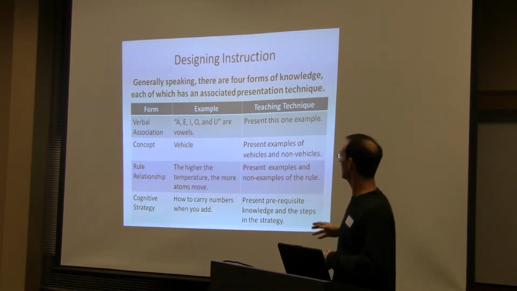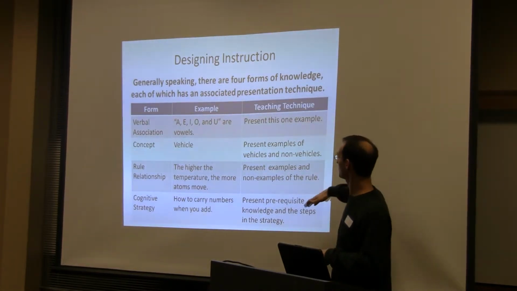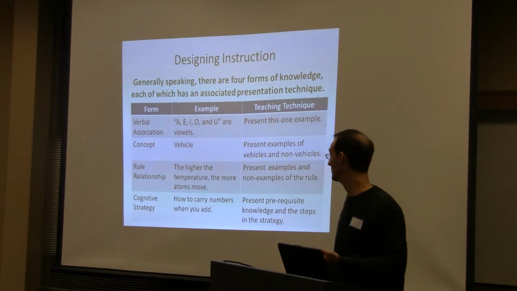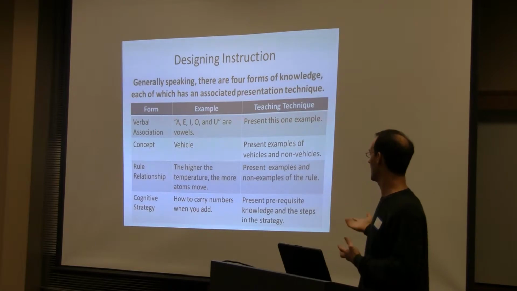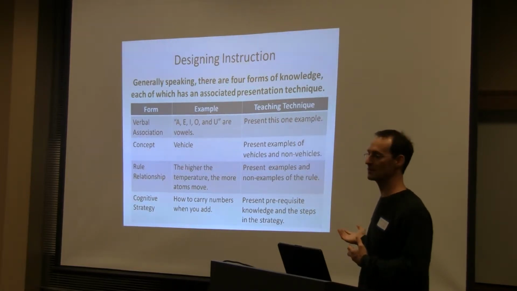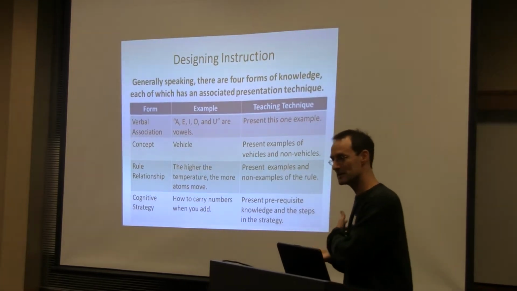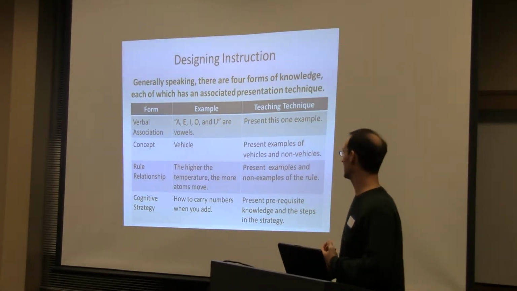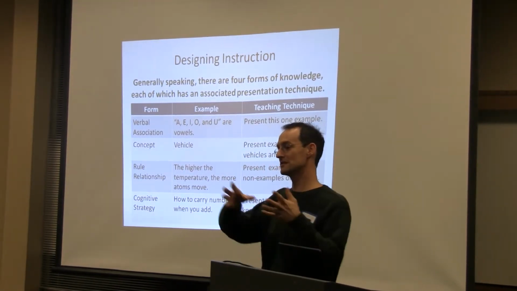And so the idea is that there are teaching techniques. Now, these are not the only teaching techniques, but these are good ways to present some of these things. If you're doing a verbal association, it's just presenting one example. If you're doing a concept, you do examples and non-examples, rule relationship examples and non-examples of the rules. And then cognitive strategy, you have to have all the prerequisite knowledge before you carry out the strategy. And so the fundamental principle here is that knowledge must precede skill.